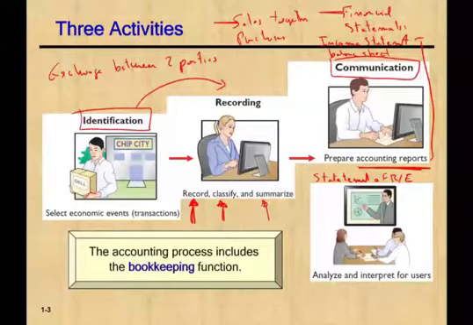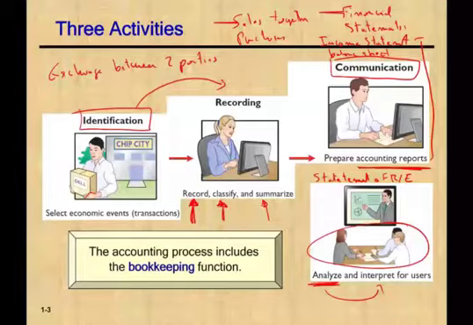Then we're going to send this information to users. Here are the users who are gonna analyze and interpret this information. And what is the purpose of all of this? The purpose of accounting is to give the users, we're gonna see who the users are, information to help them make a better decision about the company. So that's the purpose of accounting. It's to give the users good information to make a good business decision. That's basically what it is.